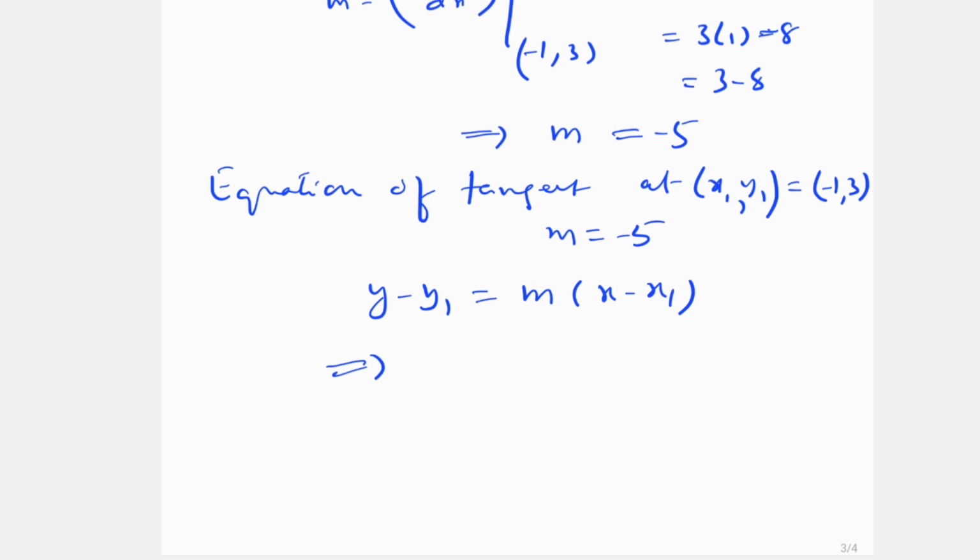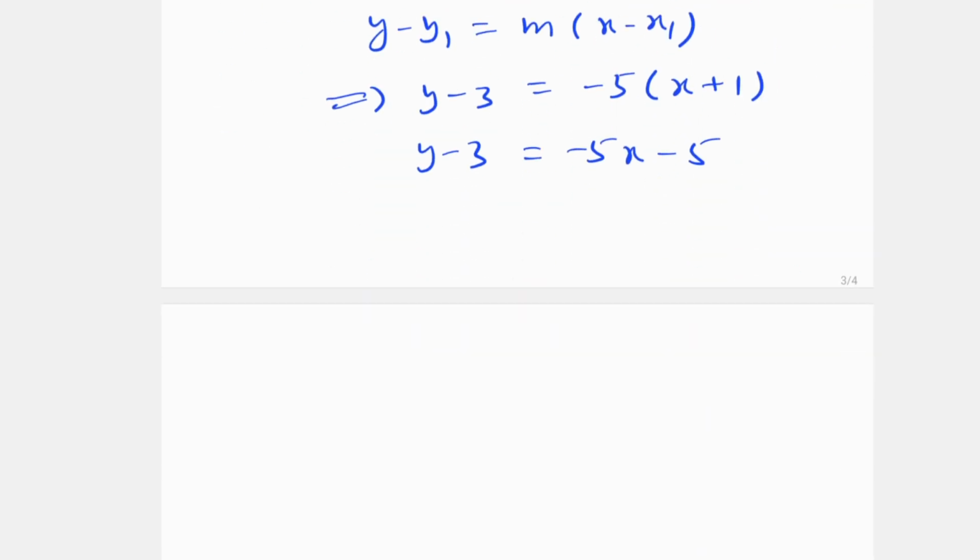y minus y1 means y minus 3 is equal to minus 5 bracket x minus minus 1, which is x plus 1. y minus 3 is equal to minus 5x minus 5. Bring all the terms to the left hand side. It becomes 5x plus y minus 3 plus 5, meaning plus 2, is equal to 0. This is the equation of tangent we got.